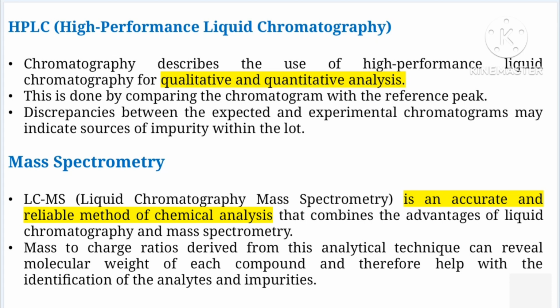Mass spectroscopy. LCMS, liquid chromatography mass spectroscopy, is an accurate and reliable method of chemical analysis that combines the advantages of liquid chromatography and mass spectroscopy. Mass to charge ratios derived from the analytical technique can reveal the molecular weight of each compound and therefore help with the identification of the analytes and impurities.